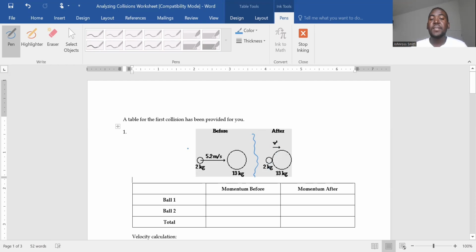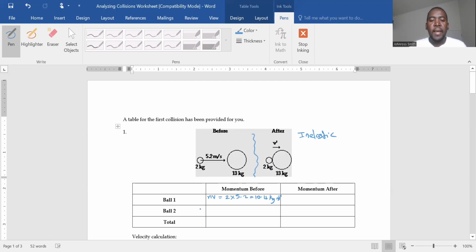Now, based on this and based on last week's lesson, we know that this is an inelastic collision. Why? Because they're sticking together in motion. So the question now is to fill out this table with momentum before and after for each ball and then the total. For the first ball, it would be mass times velocity. The mass of the first ball is 2 times its velocity of 5.2, so we get 10.4, and the unit would be kilogram meters per second.